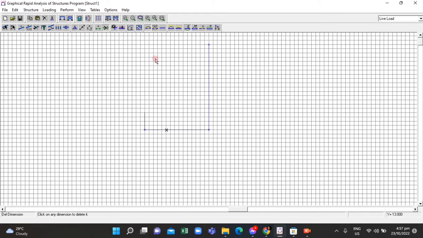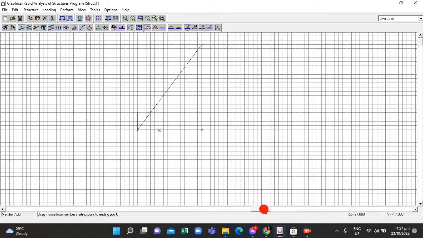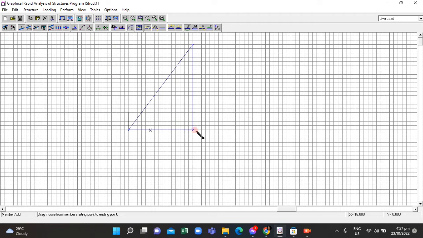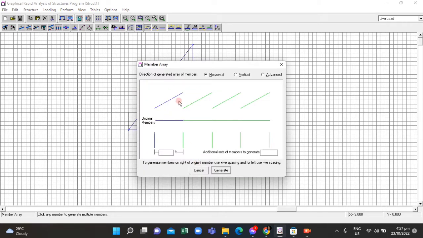And then I'm gonna put a member here. Then I'm gonna make a 30. No. I'm gonna execute a member array in this member that is on the horizontal with a 15 feet. Now I'm gonna use first a 15 feet.